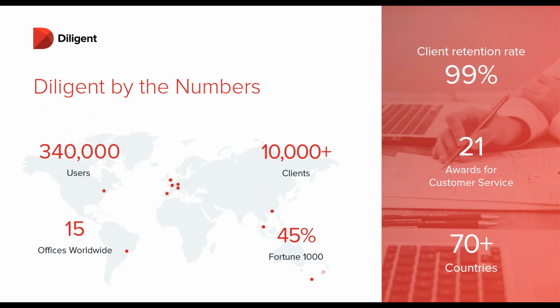At this stage of the game, Diligent has become the largest provider in the space. We now have over 340,000 users. The vast majority of that number are directors and senior officers, and then a much smaller percentage, about 10% or less, are administrators. So those would be your corporate secretaries and maybe assistant general counsels. They're represented by over 10,000 organizations worldwide, about 45% of the Fortune 1000, and representation in more than 70 countries. So, it's definitely grown quite a bit.